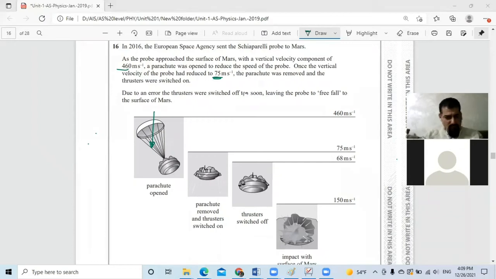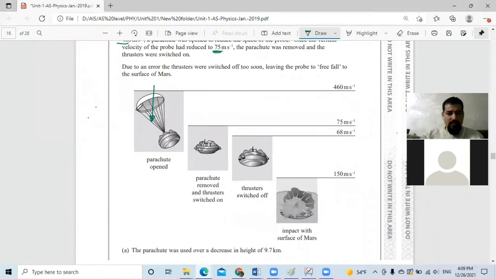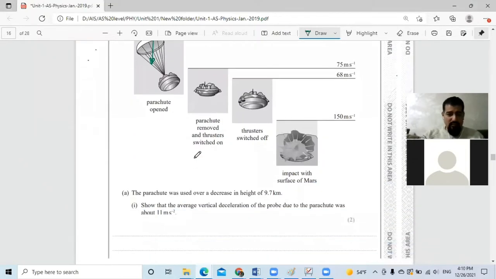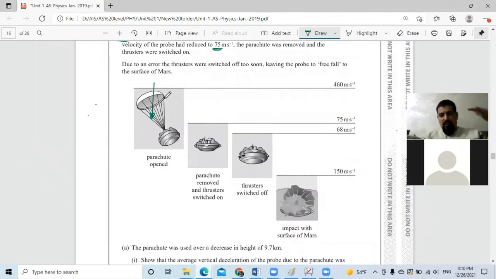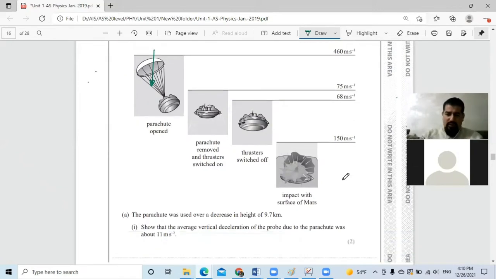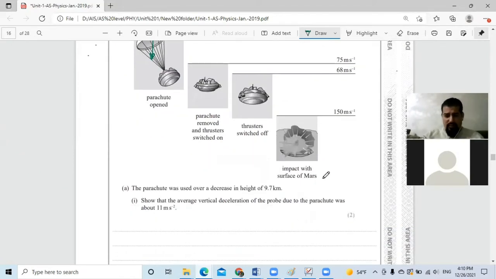Switch off soon, leaving to free fall to reach the surface of Mars. Now they give us information. It starts from 460 to 75 by the parachute, the vertical motion. Then the speed is reduced by the thrusters. The thrusters did not continue, so it keeps falling in free fall, that's what they say, until it reaches the surface of Mars. The parachute was okay.